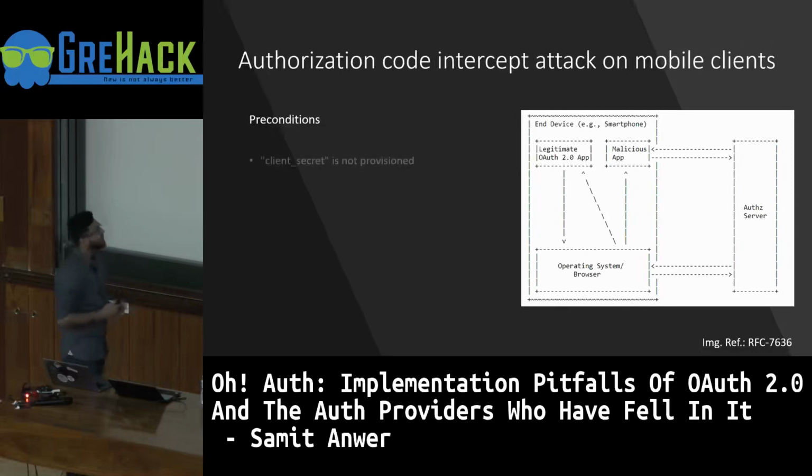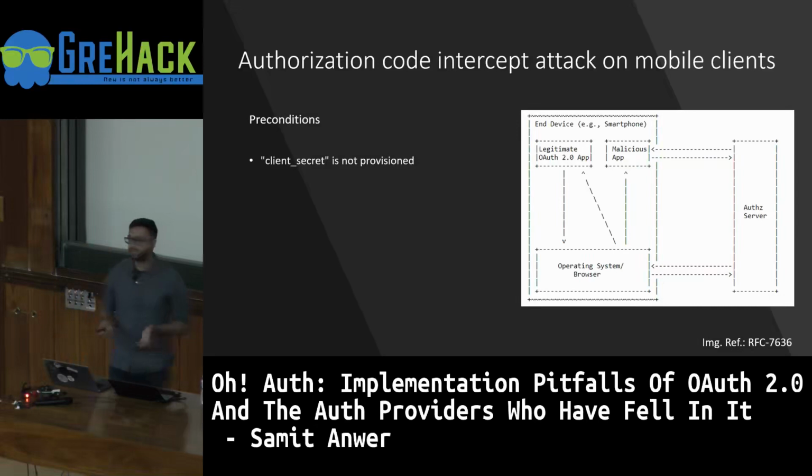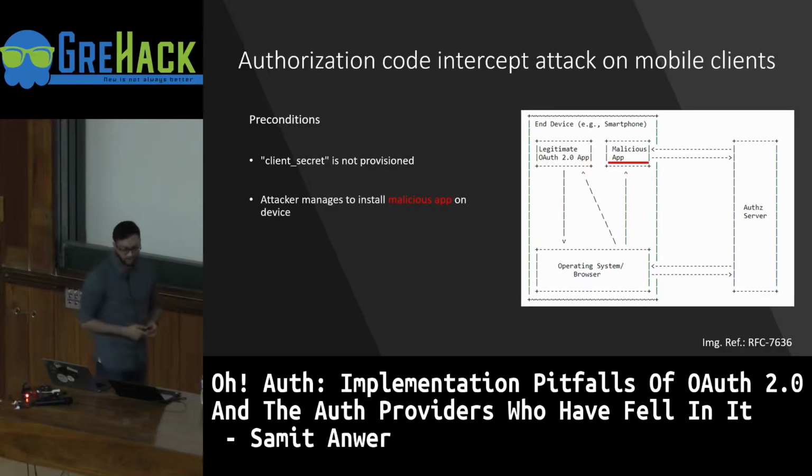And the precondition for this attack is that the client secret shouldn't be provisioned. And since it's a mobile application, we already know that the client secret is not even provisioned for mobile apps, or is useless. It can easily be figured out. That's one precondition. The other one is that the attacker should be able to install a malicious application on the mobile device of the end user.